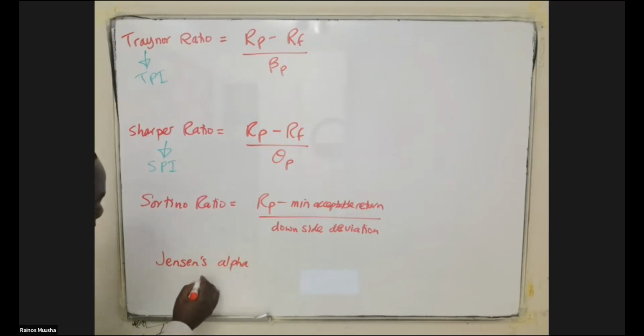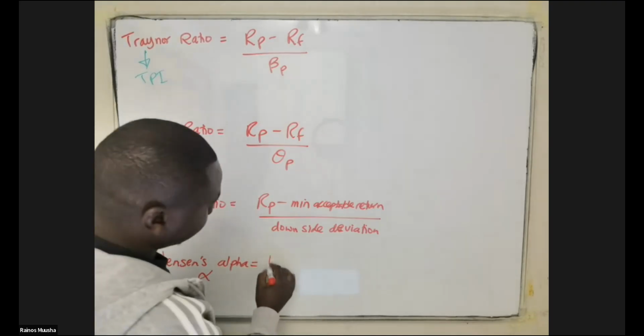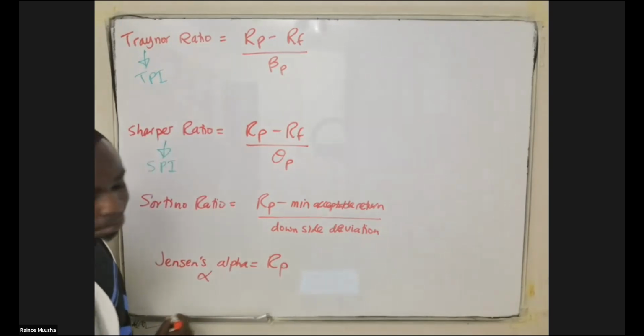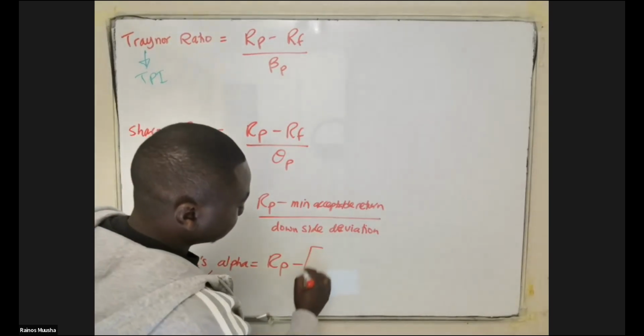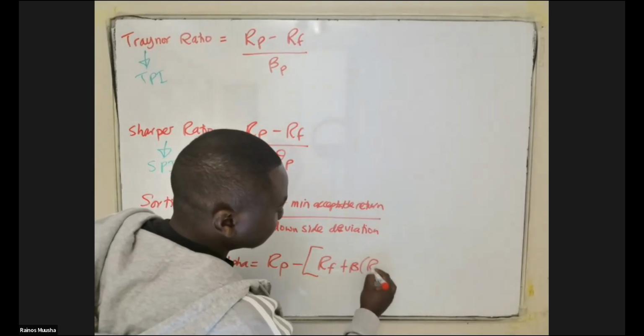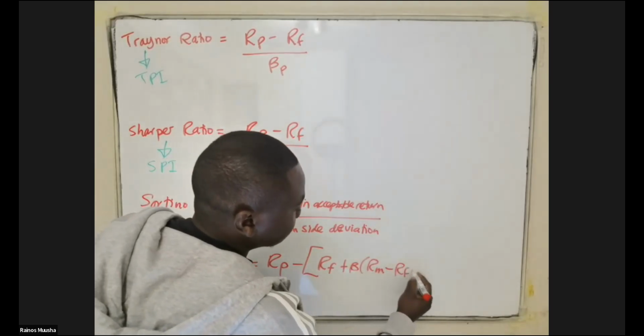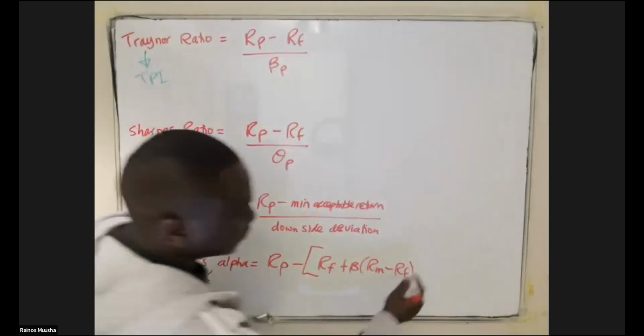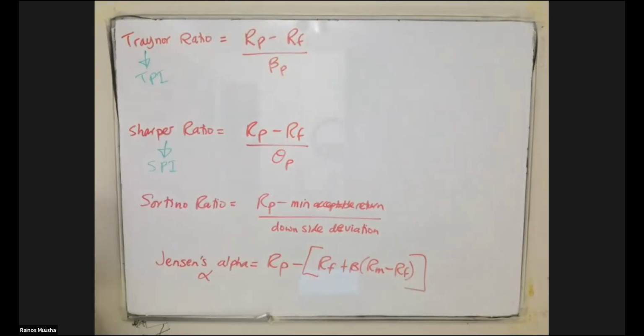And the Jensen's alpha, sometimes they put it as an alpha like this. It's given as the return of the portfolio minus your risk-free rate of return plus beta in brackets, market return minus risk-free rate of return. And this gives us the Jensen's alpha.